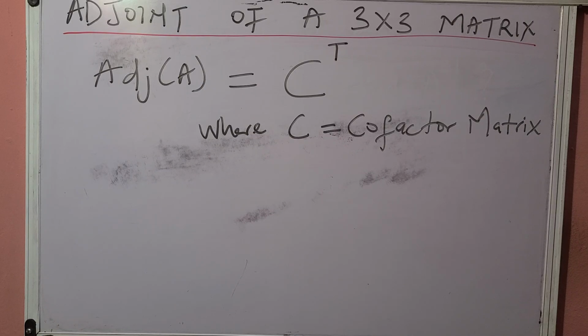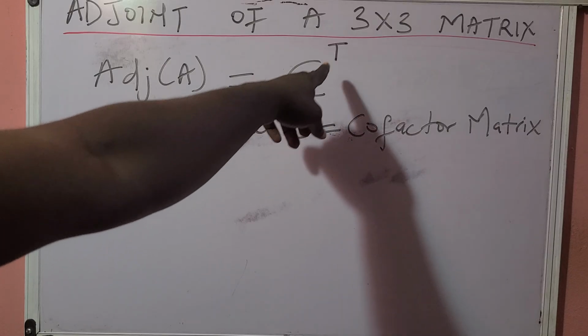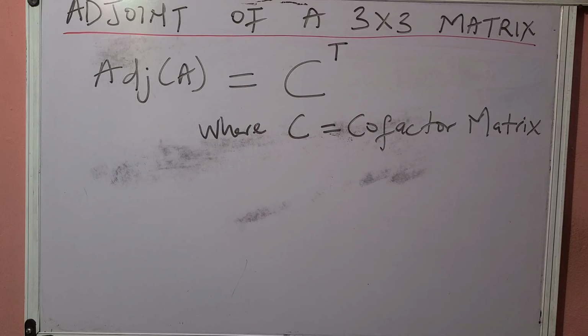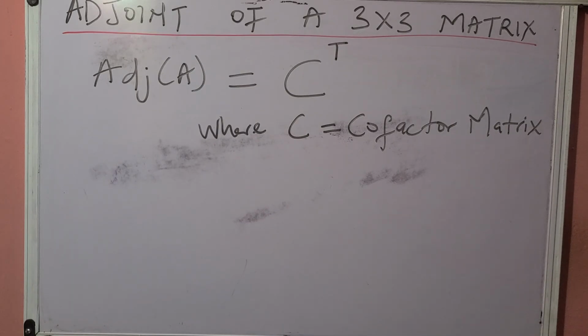All right, in this video, we'll be talking about the adjoint of a 3 by 3 matrix. This is quite different from that of a 2 by 2 matrix. And the procedure we'll be using in this video will be the cofactors transpose. So to get the adjoint of a 3 by 3 matrix specifically, you will have to find the cofactor matrix. And whatever you get as a cofactor matrix, you then go ahead to transpose that matrix.